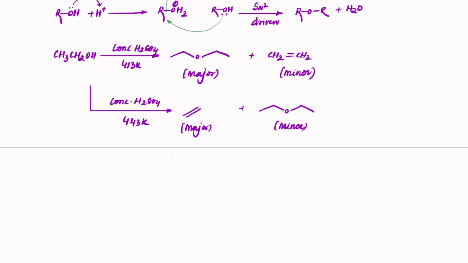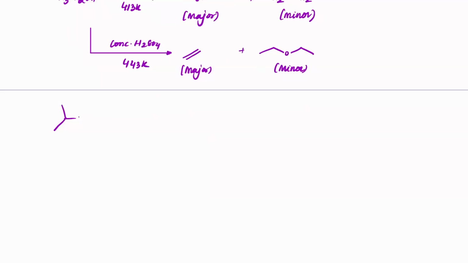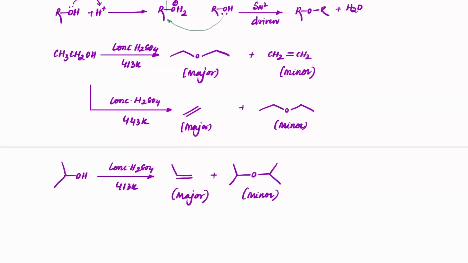While if you have isopropyl alcohol, even if you're operating with concentrated H2SO4 at 413 kelvins, because it is at a secondary position, making an attack would be relatively difficult. Hence, you will end up getting alkene, and the ether is minor. Because this kind of an attack on the alkyl group will be difficult for SN2, alkene formation is major and ether formation is minor.